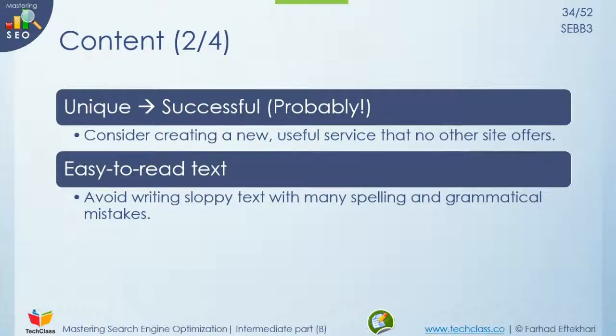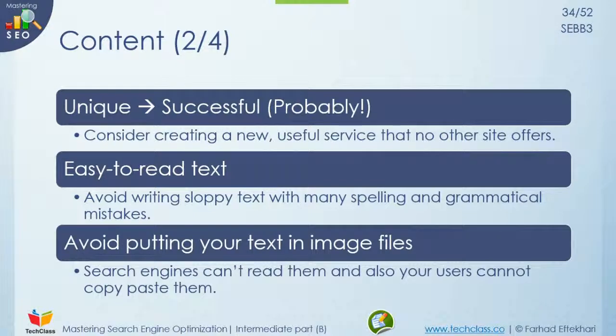And try to write easy to read text. Avoid writing sloppy text with many spelling and grammatical mistakes. It's bad for your visitors. It's bad for search engine crawlers. They will understand it. And avoid putting your text in image files because search engines cannot access the content inside of your image files. It's not really reasonable to expect them to use this OCR concept in order to get the content of your page. It doesn't work like that. So try to have your text as normal text and your images as your images.